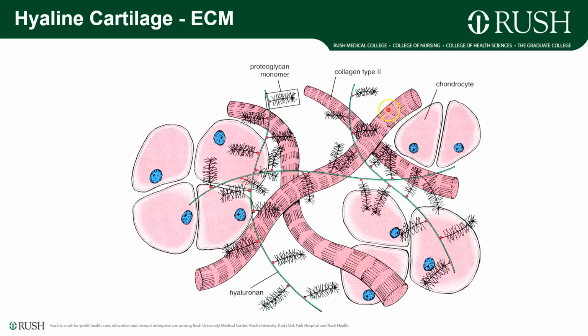The extracellular matrix itself, as you can see here, comprises type 2 collagen and proteoglycan monomers on the backbone of hyaluronan, which form the aggrecans in total. So all in all, this is a schematic demonstrating what cartilage is composed of.